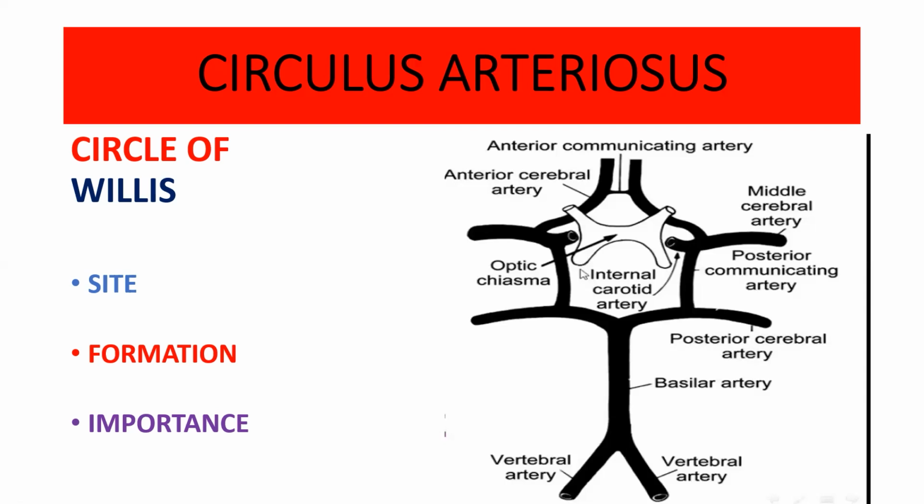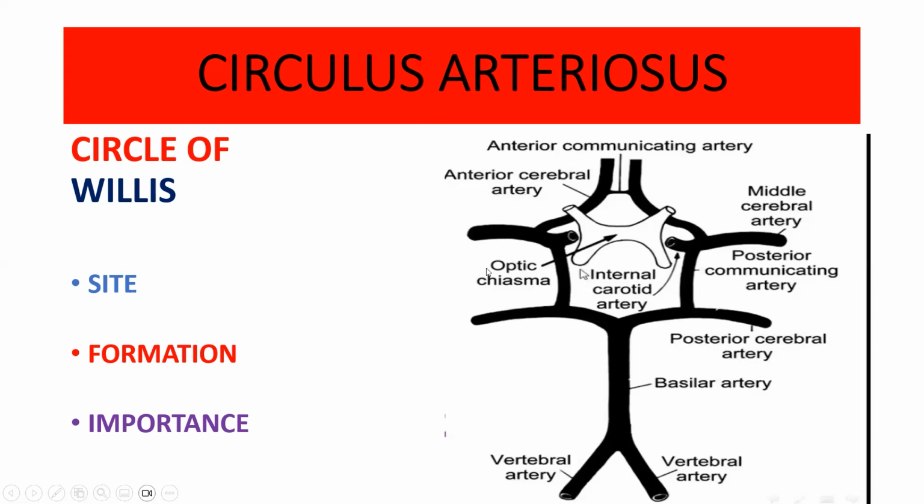Again, the Circle of Willis is formed by two main arterial systems: the vertebrobasilar artery system, made up of the two vertebral arteries coming together to form the basilar artery, and the internal carotid artery system. The branches of the basilar artery are the posterior cerebral arteries, which form the posterior aspect of the Circle of Willis. And then the branches of the internal carotid artery, the anterior cerebral arteries, form the anterior aspect of the Circle of Willis.